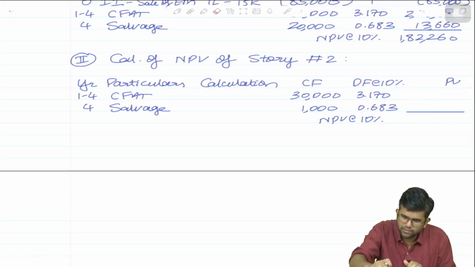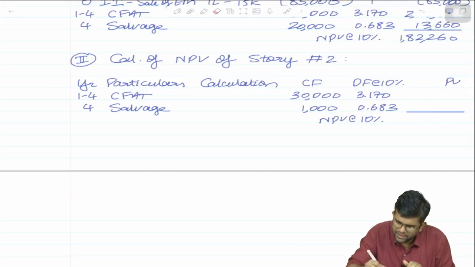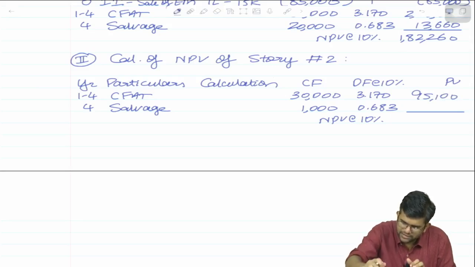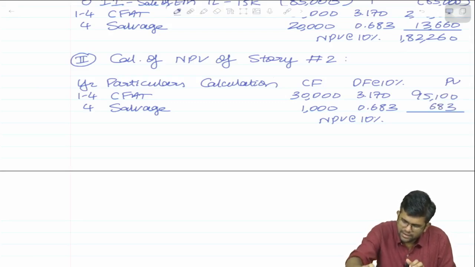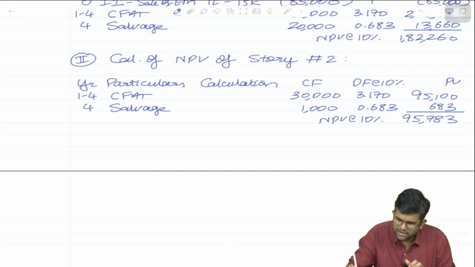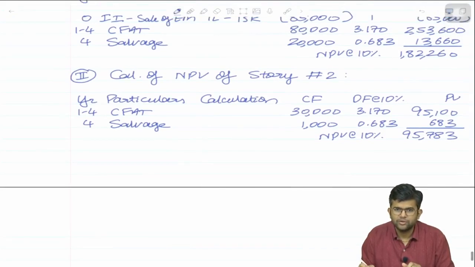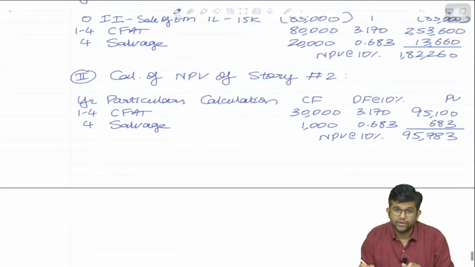So I will say 30,000 into 3.17, this is 95,100, and this is of course 683, correct? 683, and NPV comes to 95,783. Everybody clear? 95,783. Tell me, should we replace or should we not replace? We should replace. Everybody clear?